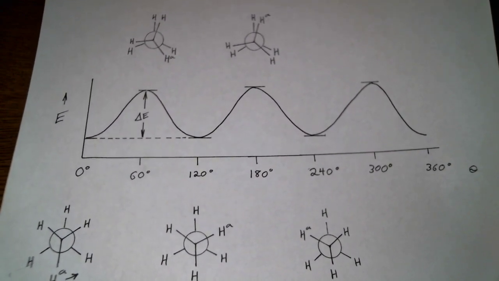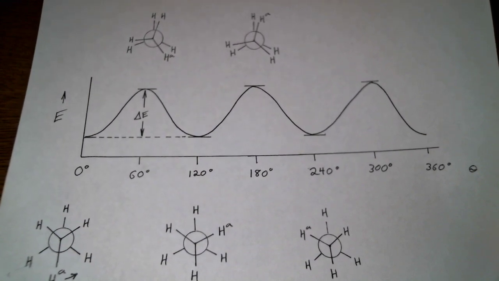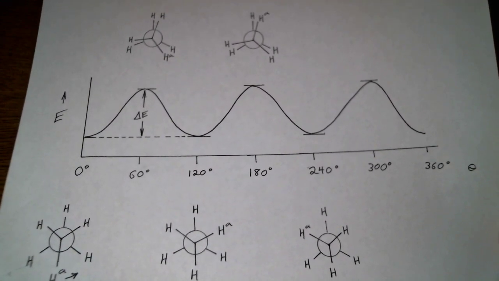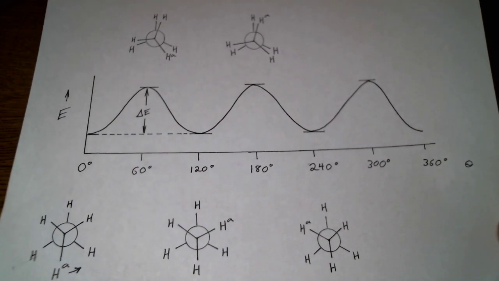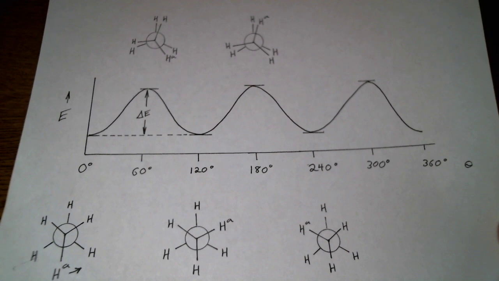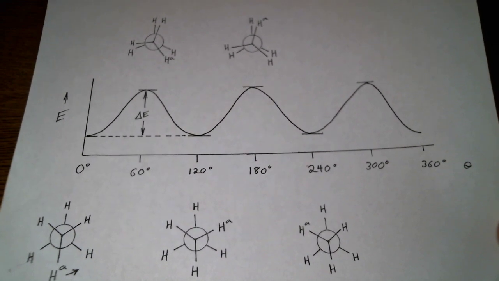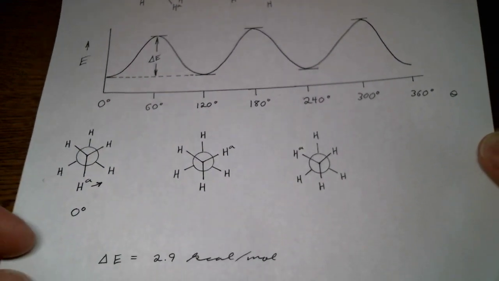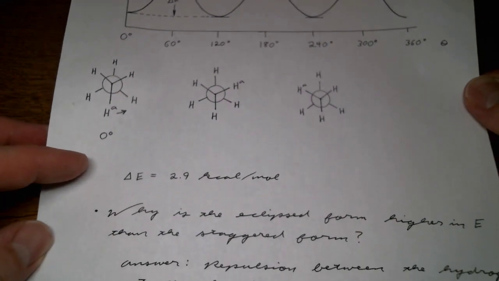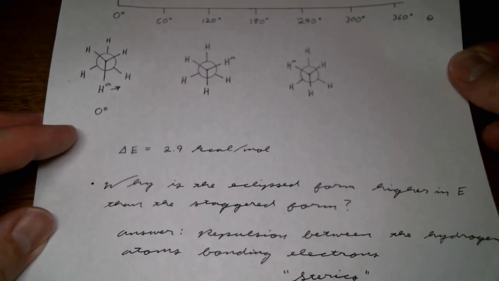In our first video we looked at a rotational diagram for ethane. We considered its staggered and eclipsed conformations. And we saw how the staggered conformation was lower in energy than the eclipsed by about 2.9 kcals per mole. And we asked, why is the eclipsed form higher in energy than the staggered form of ethane?